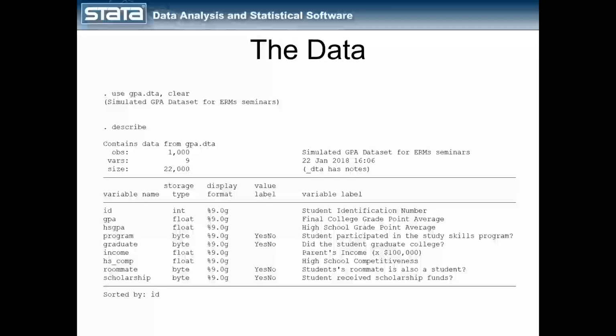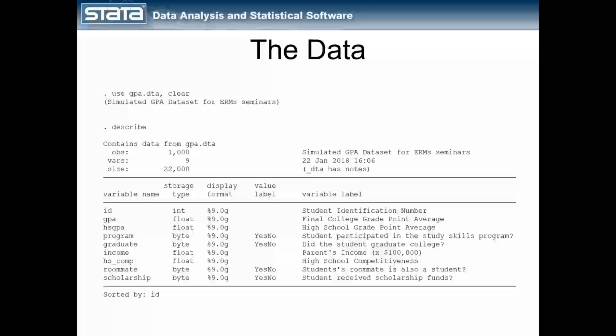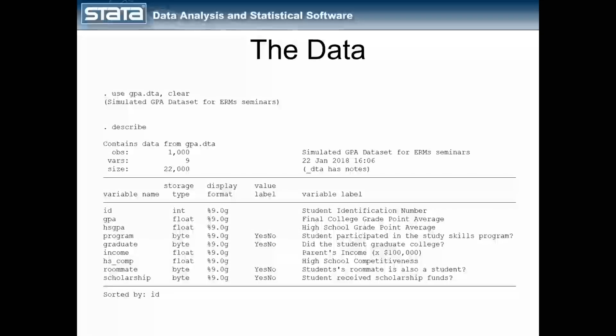Graduate is an indicator for whether or not they graduated. Some of the students didn't graduate, as we'll see shortly. Income is a measure of parents' income in hundreds of thousands of dollars to keep the numbers small. Computers don't like big numbers, so we're going to shrink it. HS Comp is a measure of high school competitiveness.